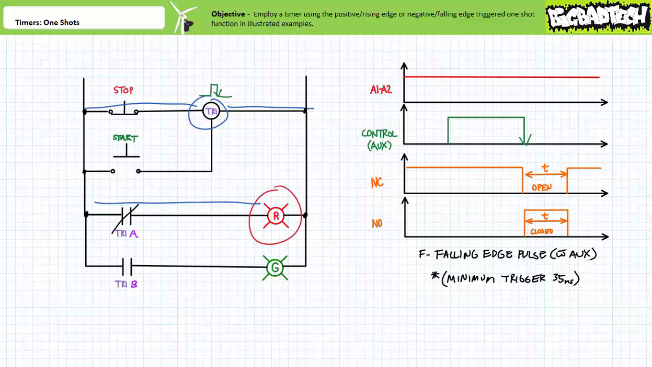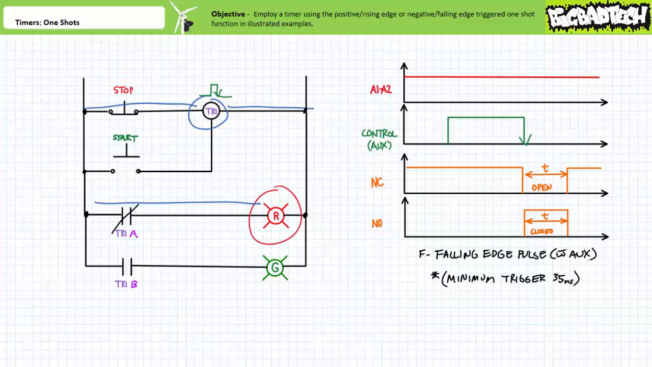If you think about this, the only difference from our previous circuit using a positive edge triggered one-shot and this one using a negative edge triggered one-shot is that the one-shot function is now only enabled when an operator releases the start button. As previously, the stop button serves to completely depower the timer. This could be used to cancel a previously triggered one-shot during an ongoing countdown and immediately return the associated contacts to their deactivated states.